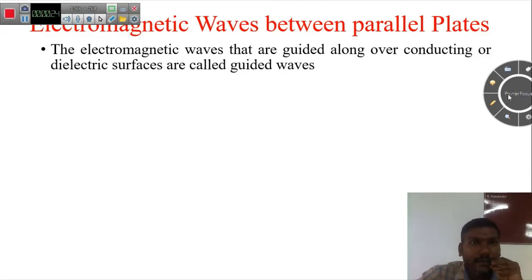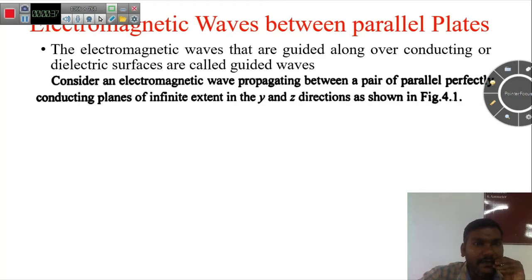The electromagnetic waves that are guided along a conducting or dielectric surface are called guided waves. Right? These EM waves are guided along the conducting surface or dielectric medium, and are considered guided waves. And we are going to consider a parallel plate of two plates. Consider an electromagnetic wave propagating between parallel plates.